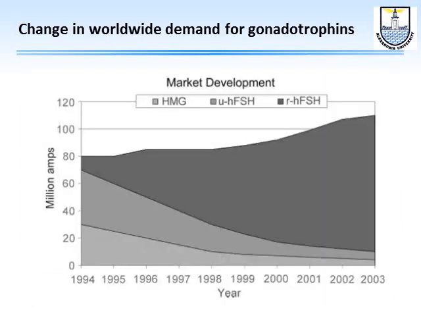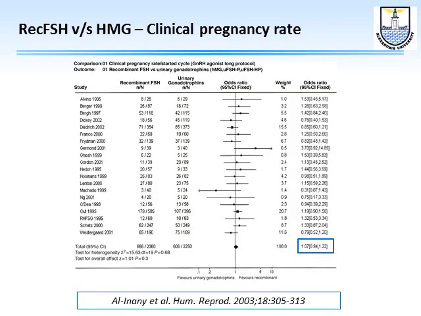Now, by time people started to use the recombinant FSH more and more, and this is how things appeared up to the year 2003, using more recombinant FSH and less HMG and urinary purified FSH. So which one of them is better? Now, this is the meta-analysis by Dr. Hesham Al-Inany, published in 2003, in which he showed that the clinical pregnancy rate was not really different between recombinant FSH or HMG.